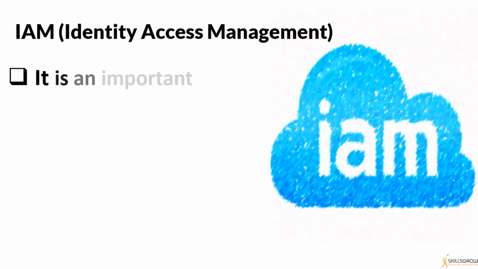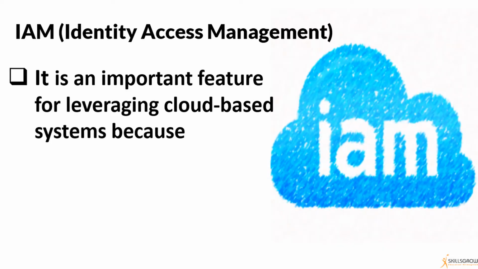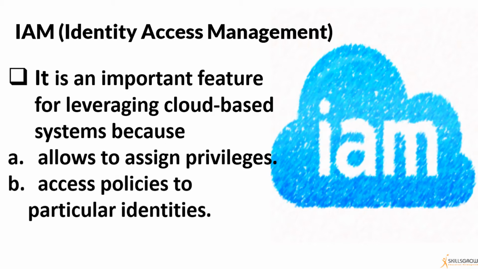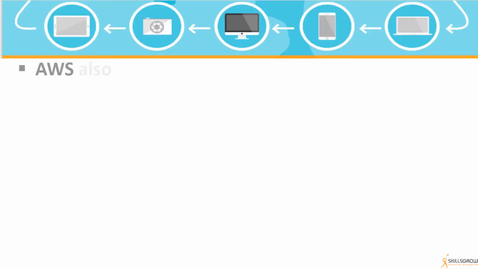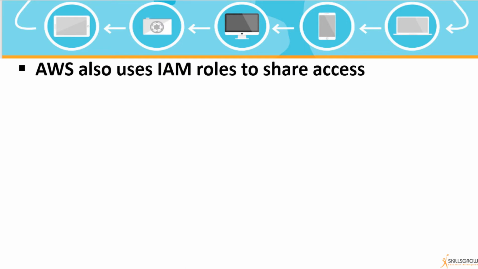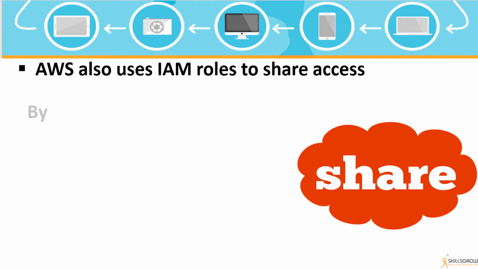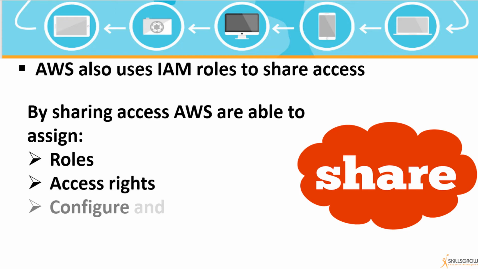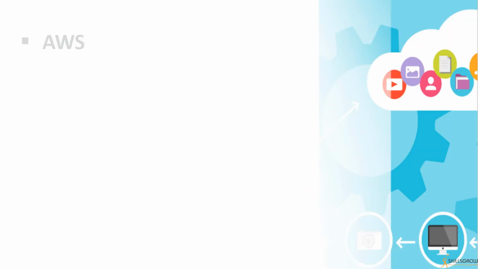IAM, or Identity and Access Management, is an important feature for leveraging cloud-based systems because it allows assigning privileges and access policies to particular identities that exist within the system. Amazon Web Services also uses identity and access management roles to share access. By sharing access, Amazon Web Services is able to assign roles, access rights, and configure and reconfigure the identities.